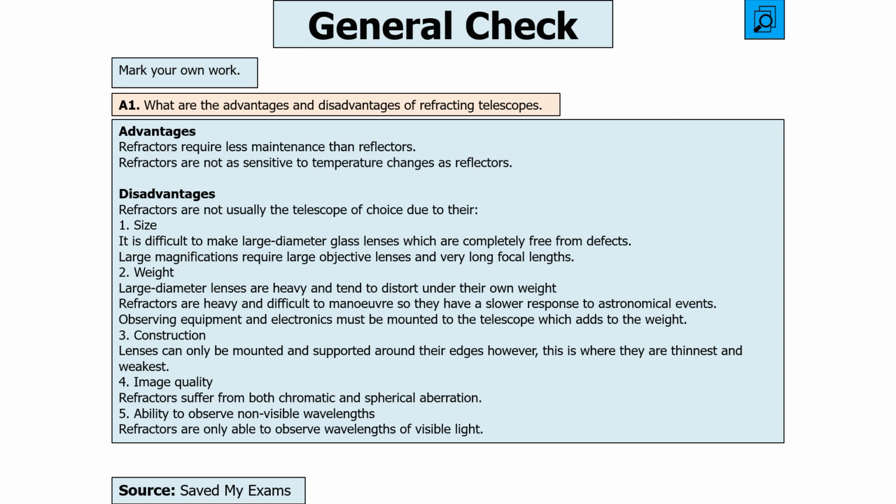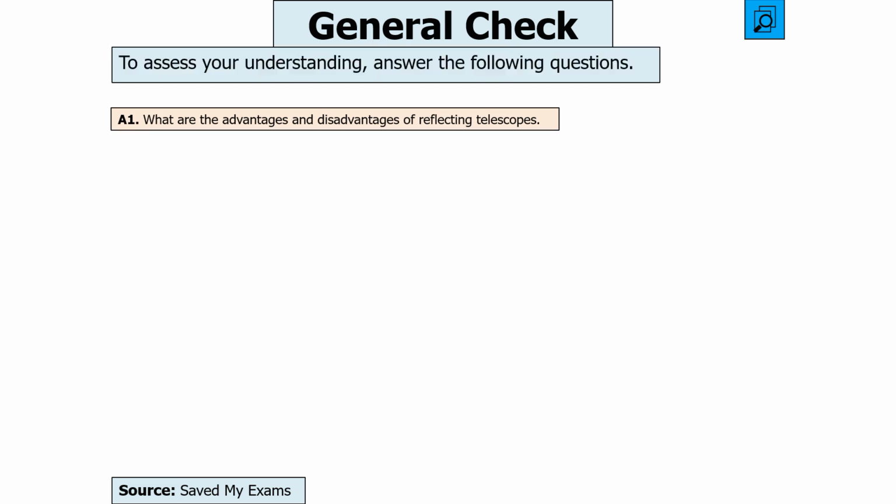The image quality will suffer because refractors will have issues with both chromatic aberration and spherical aberration, and again the ability to observe non-visible wavelengths is difficult because refractors will only be able to observe wavelengths of visible light. Now the next question says, what are the advantages and disadvantages of reflecting telescopes? So pause the video now, then unpause the video when you want to go through your answer.